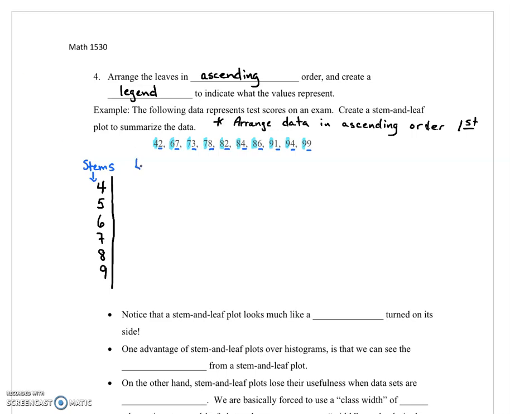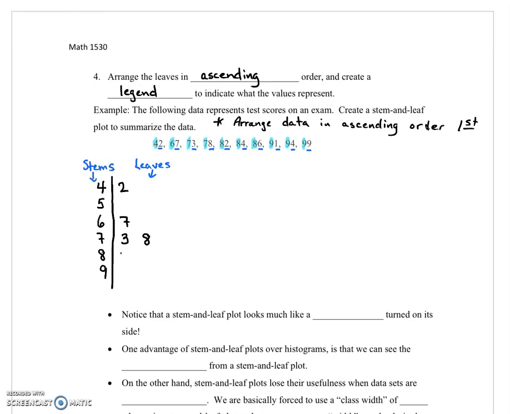And on the right side of the vertical line, we put our leaves. So we have a 42, so we put a 2 there. We don't have any data points in the 50s, so we leave that blank. In the 60s, we have a 67, so we put a 7. For the 70s, we have 2 data values. We have a 73 and a 78, so we have 2 leaves, 3, and then we leave a space and put an 8. So we always put the smallest leaf right next to the vertical line, and we get bigger as we go to the right.